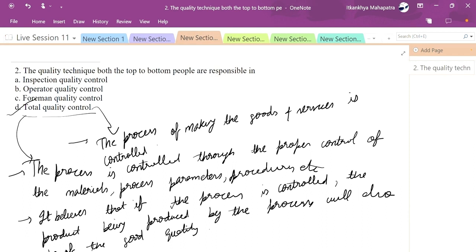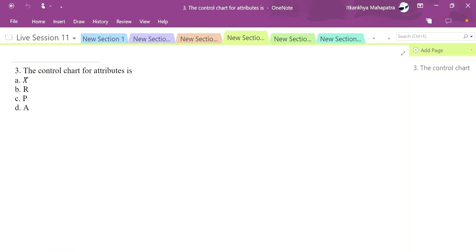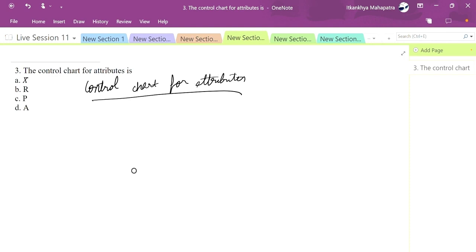So moving on to the next question. The control chart for attributes is which of the following? Okay, so we will again discuss a little bit on the control chart for attributes and variables. In this question, we will discuss the control chart of the attributes. Now, this is the control chart of our attribute.